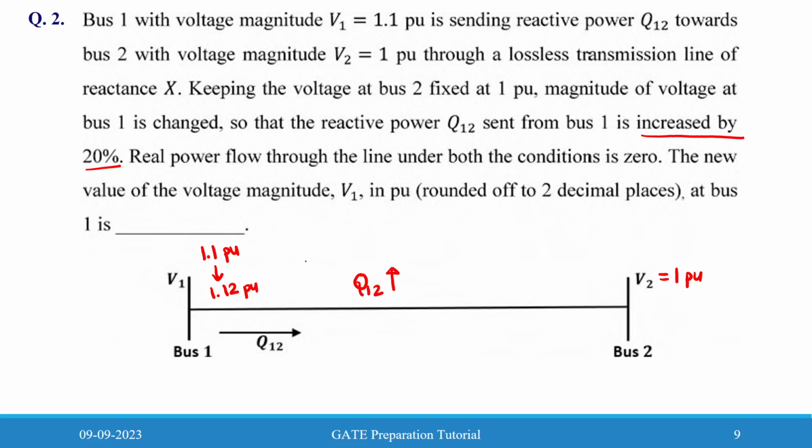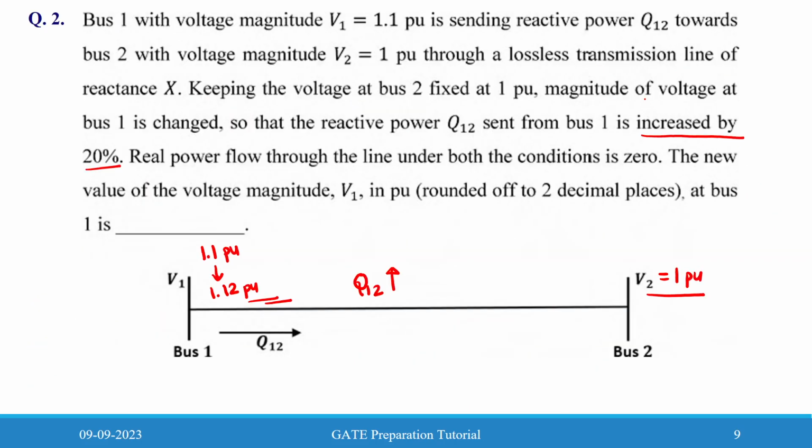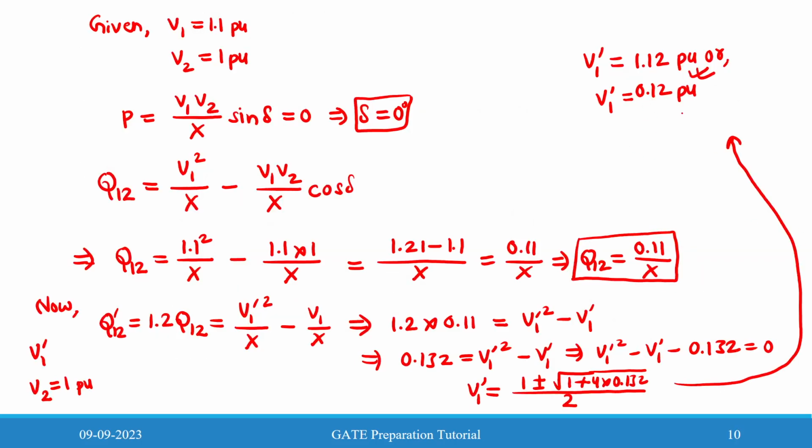Suppose V2 magnitude were lower than 1 per unit, then the reactive power would flow from V2 to V1, from bus 2 to bus 1. So that is the concept. In power systems, also remember that if any change is there, most of the answers will come near the given voltage. If the voltage at bus 1 is given as approximately 1 per unit, then the voltage at the other bus will be approximately 0.3 or 0.4 maximum deviation. There is not a significant deviation. So 0.12 per unit is a very large deviation from the bus 1 magnitude, and you cannot take it.